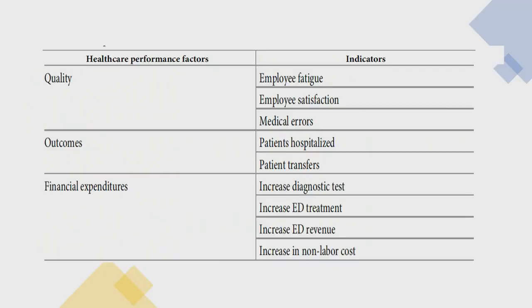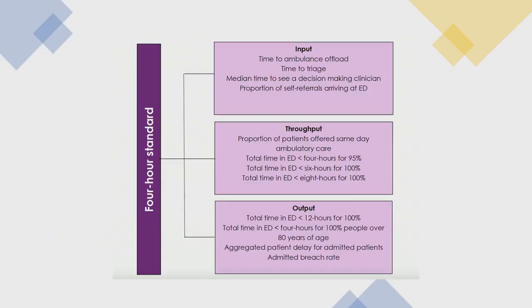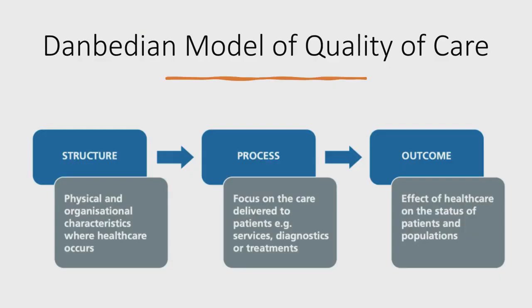Other parameters are the quality of the health workers, outcomes, and financial expenditure, especially for corporate settings. These are different models of 4-hour standards in which input, throughput, and output can be understood, and these different standards can be measured for quality of care. Like again, total time in the ED less than 6 hours for 100% of patients, total time in the ED less than 8 hours for 100%. So this tells us how well equipped we are and how well we manage the patient in the ER.